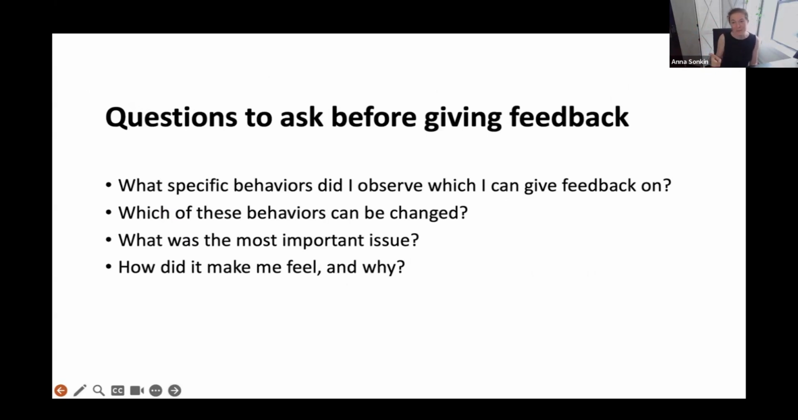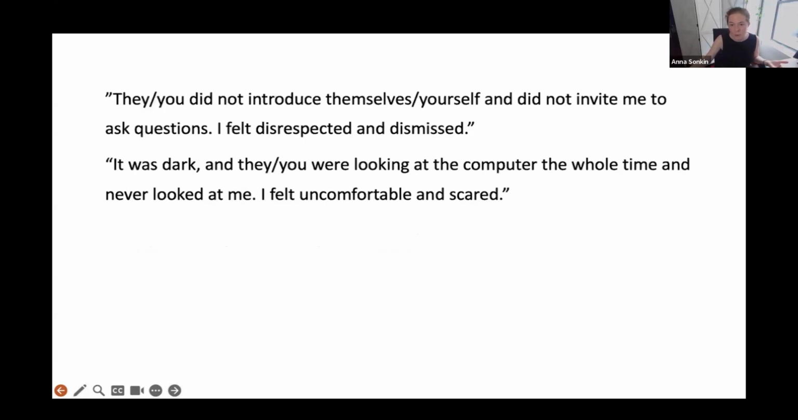And this is a very important point, because people can't receive a lot of feedback. That's important to know. If you give them a lot of feedback, they're just going to be overwhelmed. So what are the one or two most important things that we want to give feedback on? And actually, how did that make me feel specifically and why? Is it just that I know that that's wrong, or can I actually share what that did to me and why that's important?